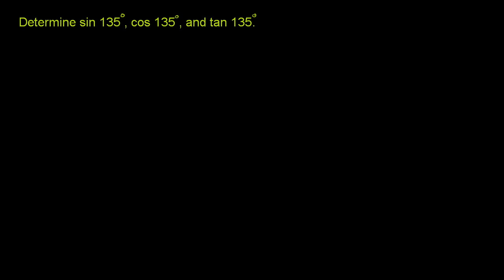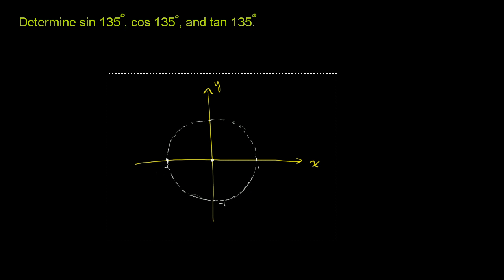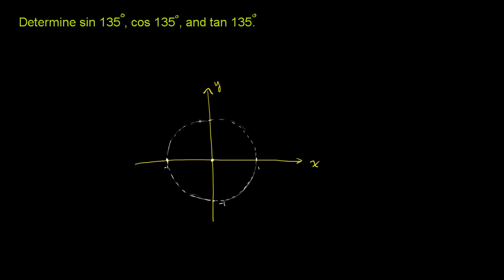So to do that, let me draw some axes, and I'll also put a unit circle on that axis. So that's about as good as I can hand draw a unit circle. And let me mark it up a little bit neater. So this is when x is equal to 1. This is when y is equal to 1. This is when x is equal to -1, and then this is when y is equal to -1.